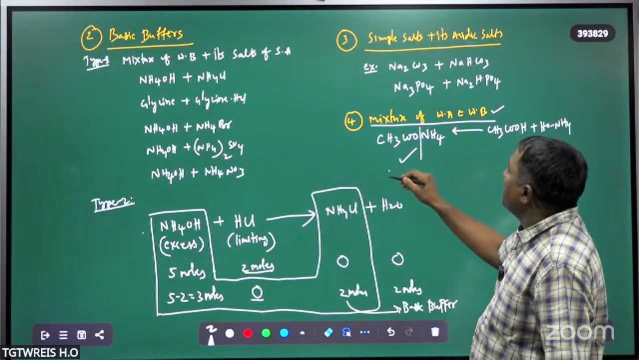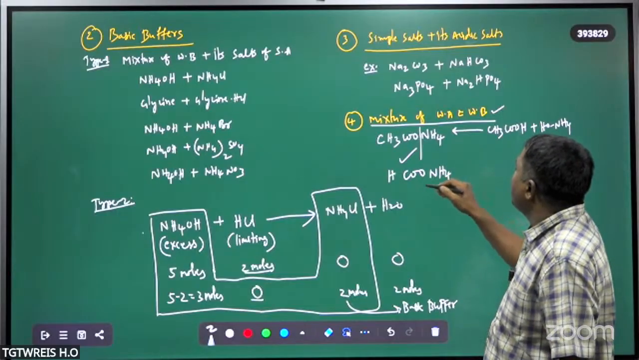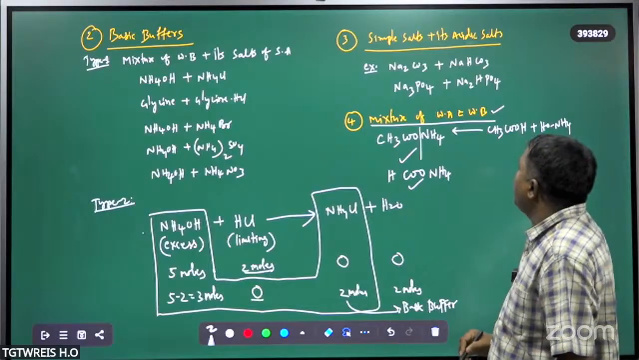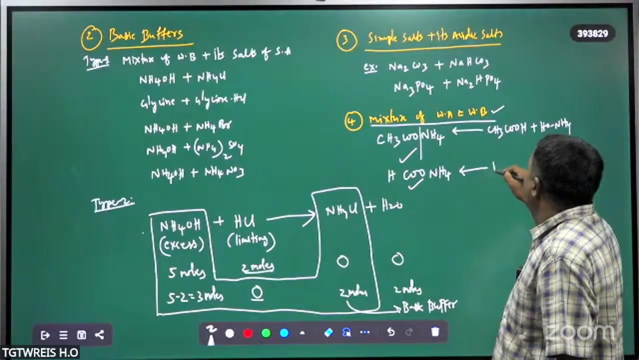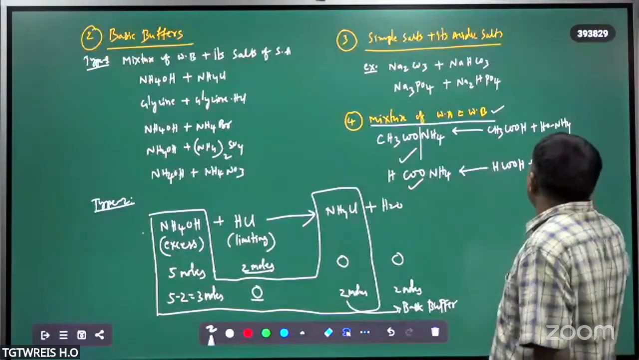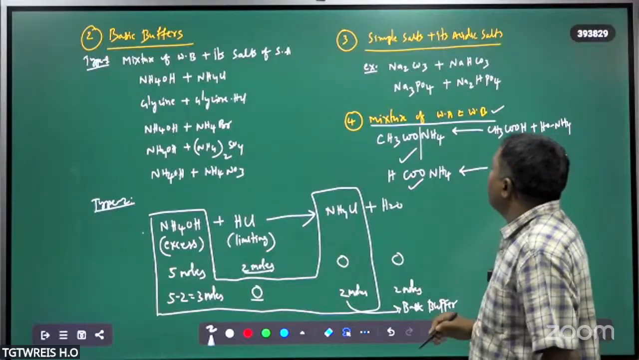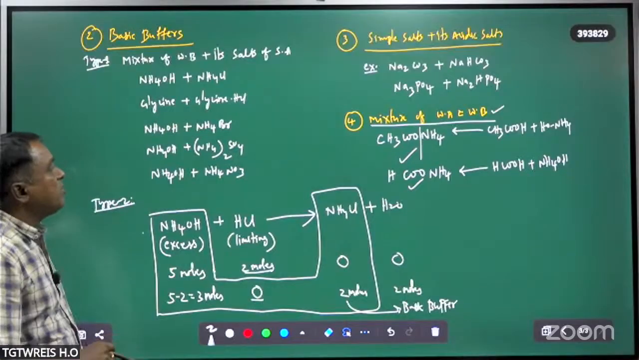And one more, that is HCOONH4. This HCOONH4 is a mixture of weak acid and weak base salt. It is formed by HCOOH, formic acid, plus ammonium hydroxide. So this is also a type of buffer solution. So there are various types of buffer solutions.